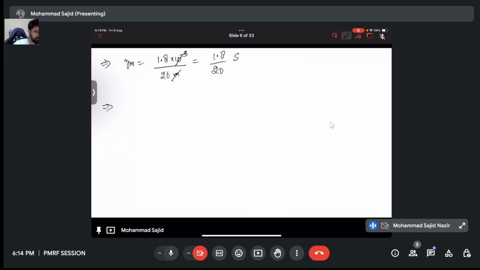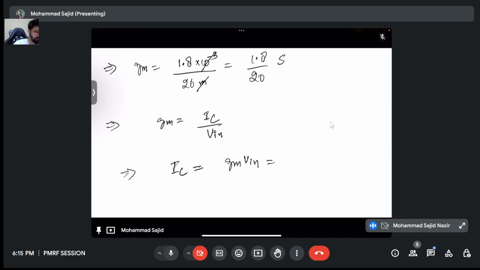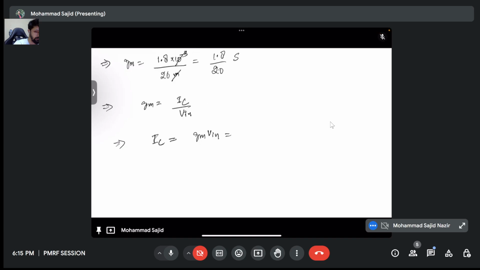Okay, so we calculated GM. This is small signal voltage. So GM is, as you had mentioned in the chat box, IC by V in, output current by input voltage. So V in is given. We need to calculate IC. So that will be GM times V in. I hope it is clear. This is the first formula which we wrote here.